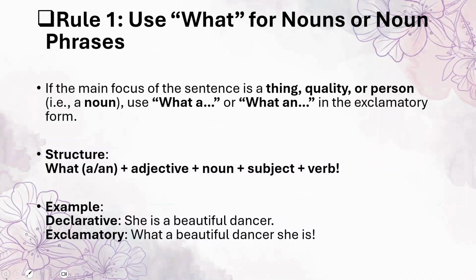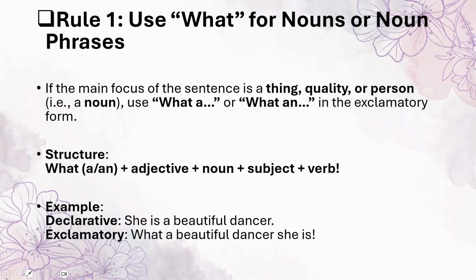Very easy. Did you notice we started with what a, added the adjective beautiful and the noun dancer, then placed the subject she and the verb is at the end. And don't forget the exclamation mark at the end, it adds emotion. So remember, whenever you see a sentence describing someone or something using a noun like a dancer, a person, or an idea, a quality, and you want to make it exclamatory, use what a or an plus adjective plus noun plus subject plus verb. This is how we show surprise, admiration, or excitement.